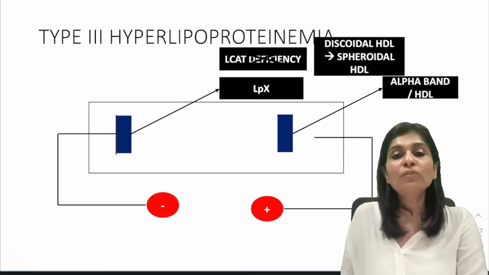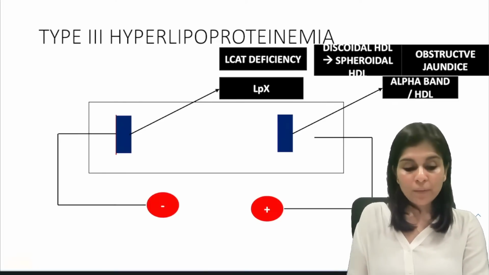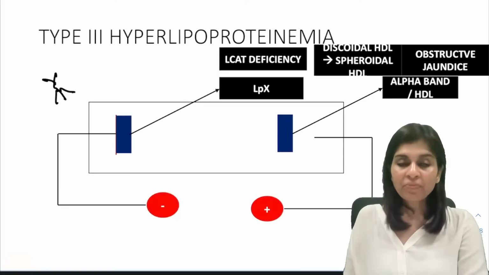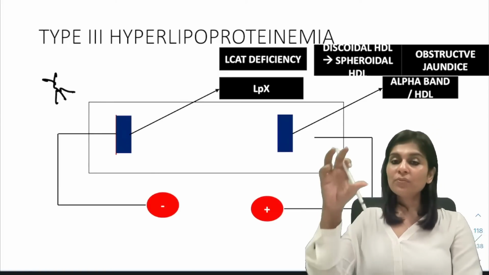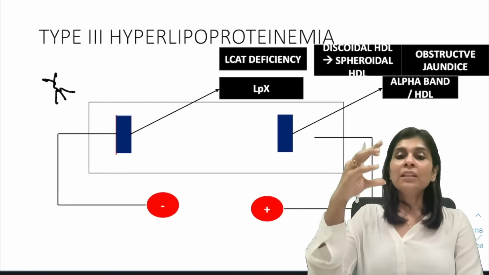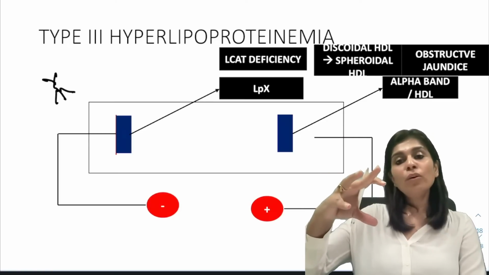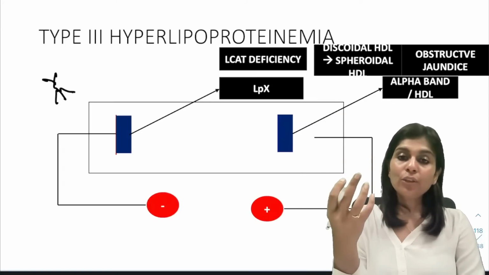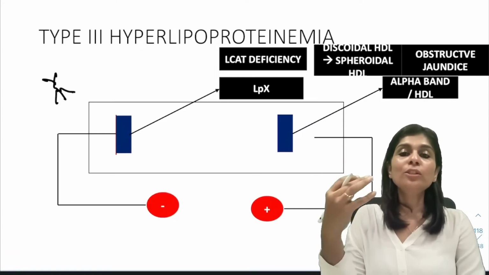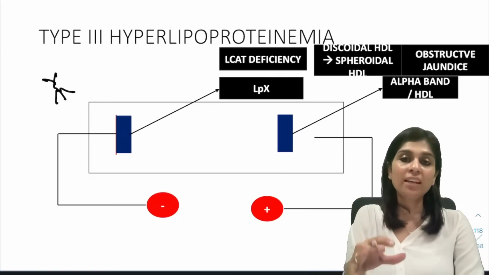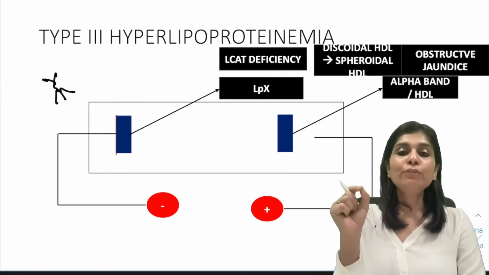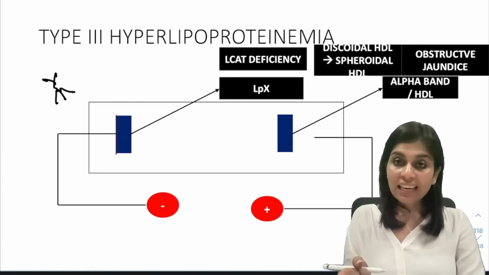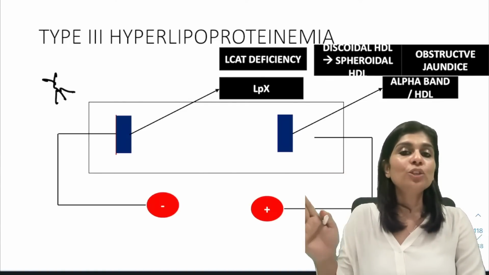It's also a feature of obstructive jaundice. Because whenever there is an obstruction of the biliary tract, the bile salt will overflow from the bile duct into the circulation. And once bile salts enter the circulation, because they are amphipathic, they also take a shape which resembles lipoprotein X. So tell me, what are the possibilities if you see a band at the point of application, that is lipoprotein X, which is because of LCAT deficiency or because of obstructive jaundice.